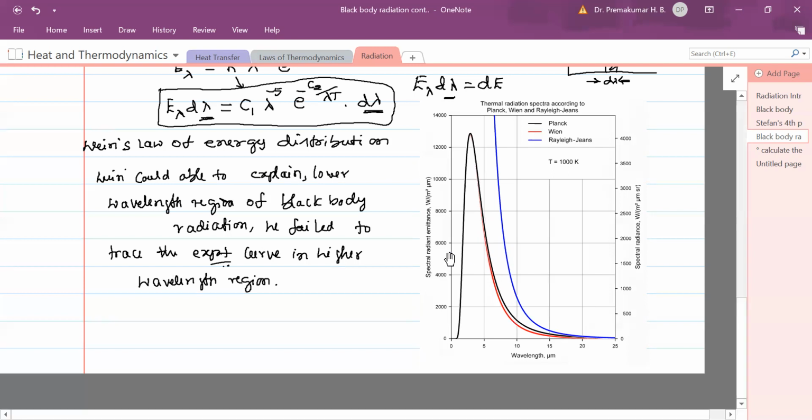Next, after that, Rayleigh-Jeans. As soon as Wien failed, two more scientists put together an attempt to explain this black body radiation curve. That is called the Rayleigh-Jeans explanation for black body radiation. So we'll move to the next page to know the Rayleigh-Jeans explanation for the black body radiation curve.